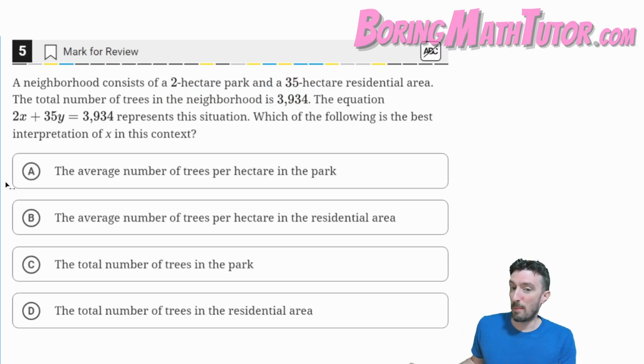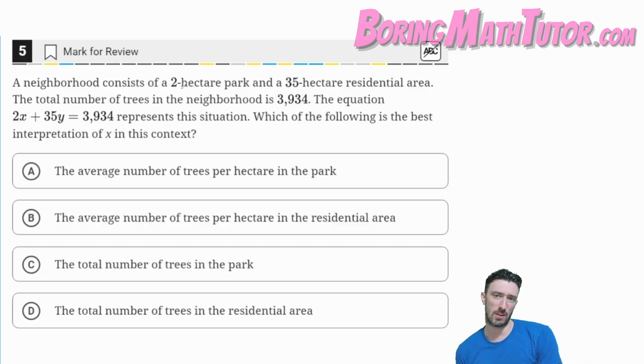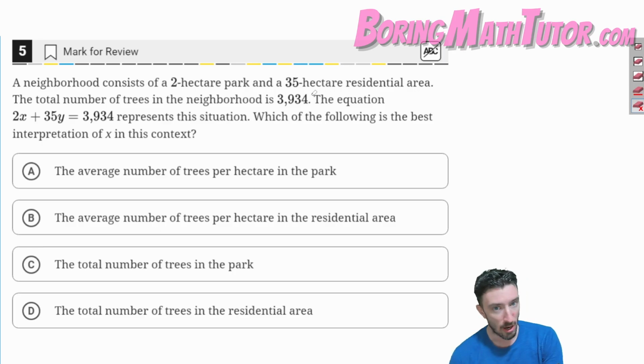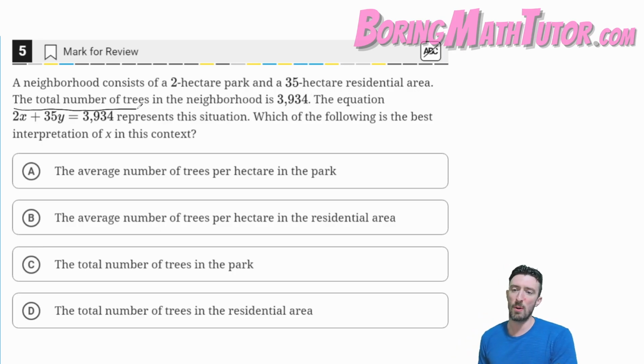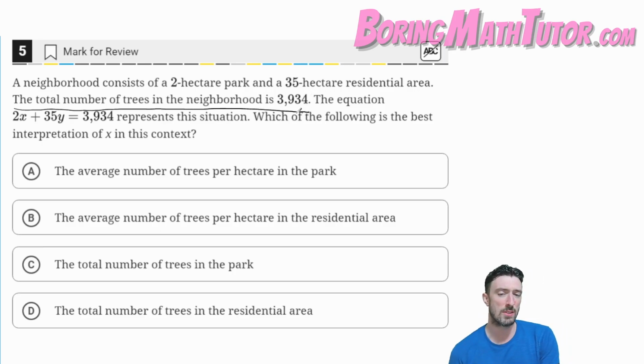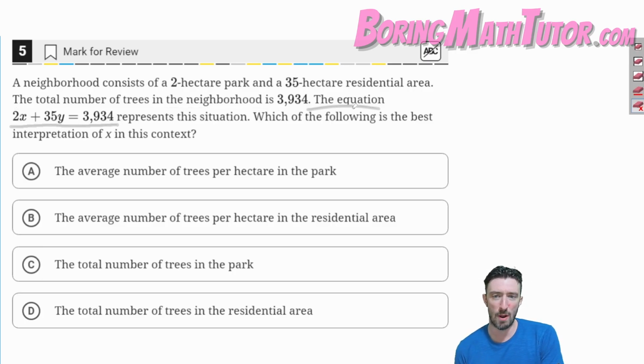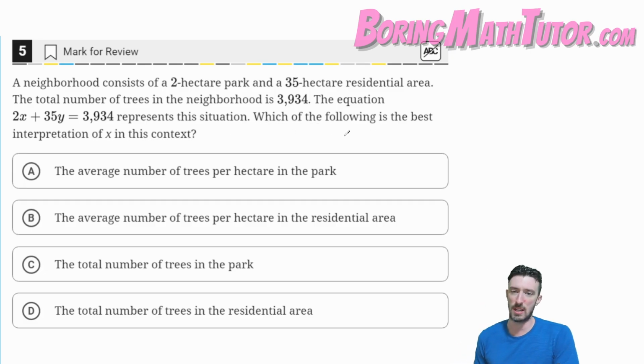Look at this, a problem I can't use Desmos for. We got ourselves a neighborhood that consists of a 2-hectare park and a 35-hectare residential area. What the hell is a hectare? It's kind of like an acre. Anyway, the total number of trees in the neighborhood is 34. The equation 2x plus blah, blah, blah, blah represents the situation. Which is the best interpretation of x in this context?